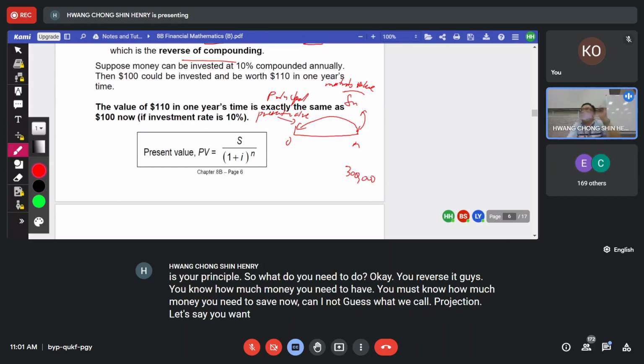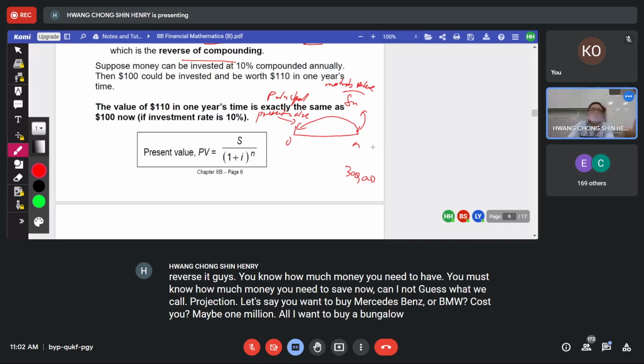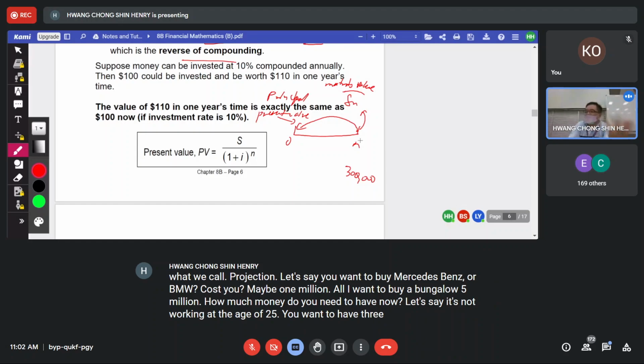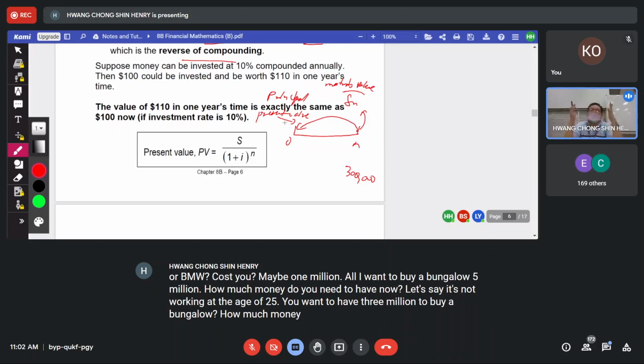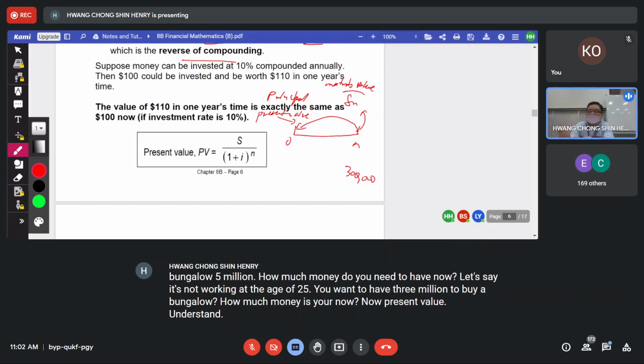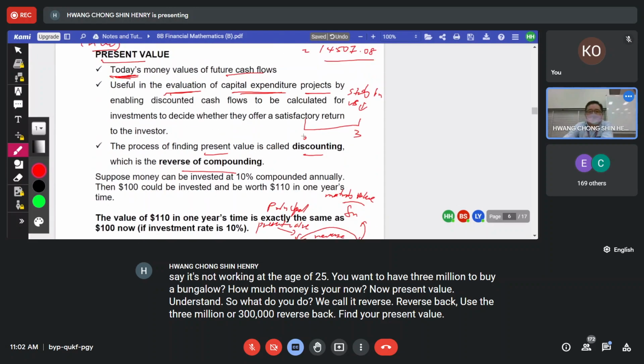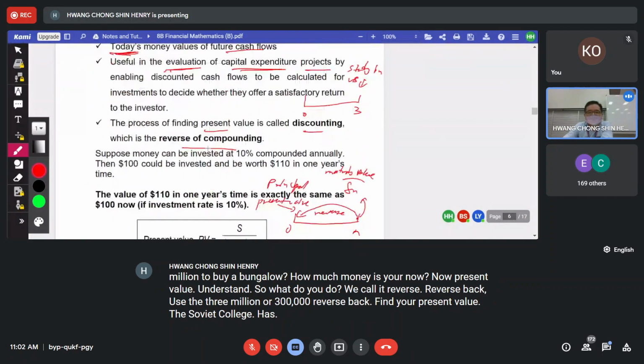Let's say you want to buy Mercedes-Benz or BMW, cost you maybe 1 million. Or you want to buy a bungalow, 5 million. How much money do you need to have now? Let's say you start working at the age of 25. You want to have 3 million to buy a bungalow. How much money is your present value now? Understand? So we call it reverse back. Use the 3 million or 300,000, reverse back, find your present value. That's why we call this present value or reverse of compounding.